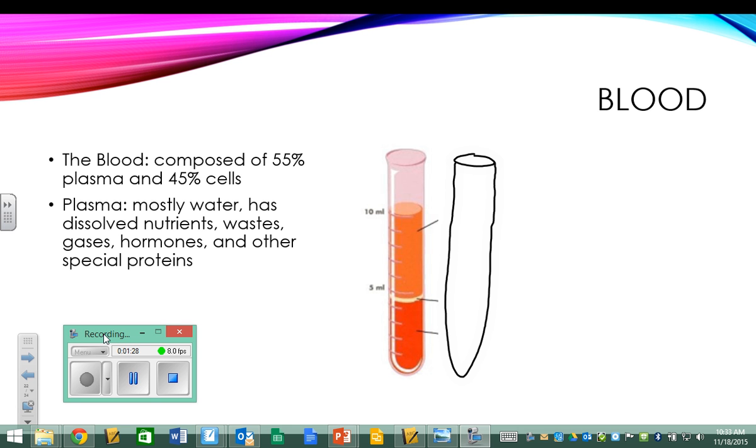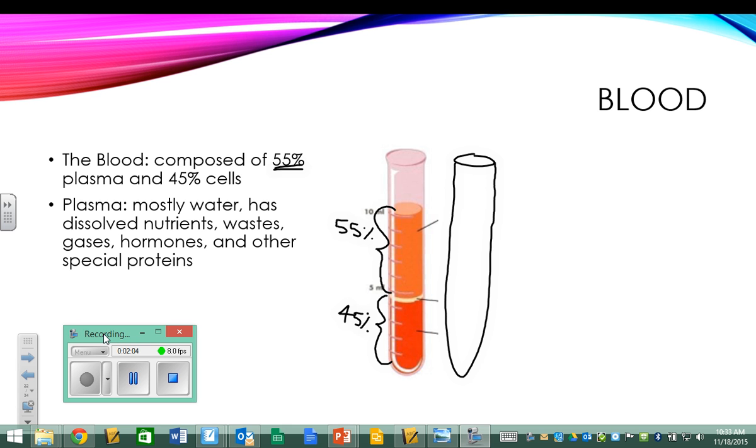Now, a normal, average, healthy person's blood should be composed of basically 2 sections. The top section, which is a little more than half, so 55%, so that would be this part here, is made up of plasma. The bottom part, which is the other 45%, is made up of 2 different kinds of cells.